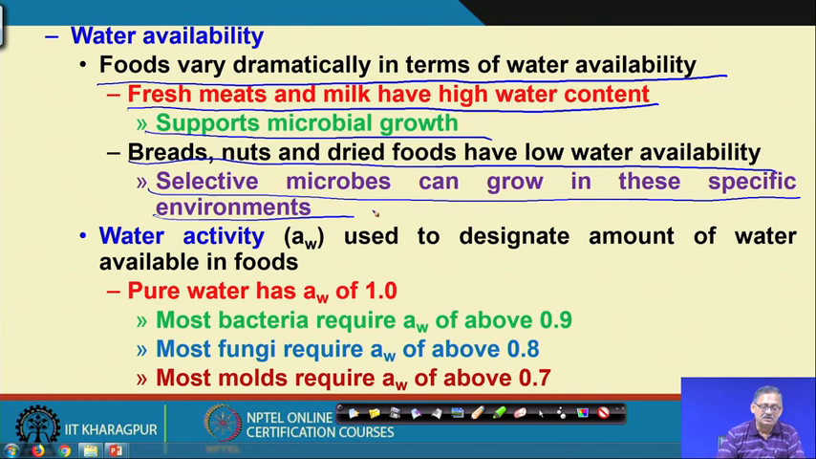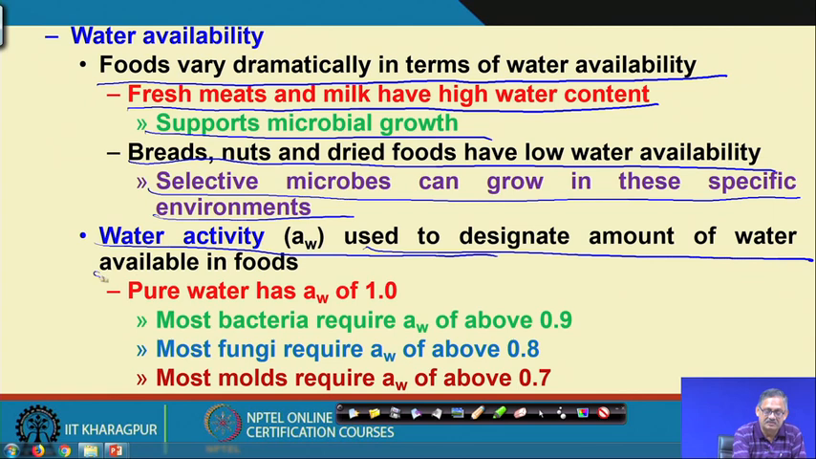So, we come to water activity, which we defined earlier also. For all practical purposes we define water activity as the ratio of the vapor pressure of water in that food at a temperature, and the vapor pressure of pure water at that temperature. This ratio gives the water activity at that temperature in that food. Right. So, water activity is used to designate the amount of water available in foods, which we are repeatedly saying.